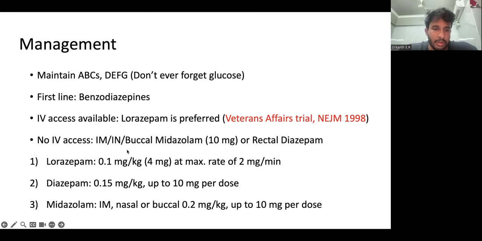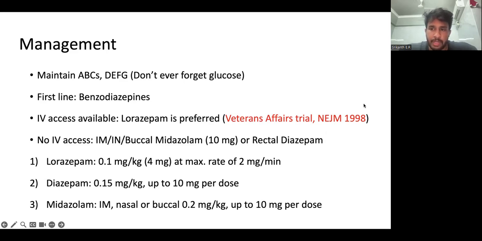The dose is lorazepam 0.1 mg per kg, 4 mg max, at the rate of 2 mg per minute. Diazepam, the dose is 0.15 mg per kg up to a maximum of 10 mg per dose. And midazolam is 0.2 mg per kg up to 10 mg per dose. This is important. The problem with midazolam is that it's very short acting. If you're giving a single dose, you will have to repeat it after some time if the patient is not responding to seizures. Lorazepam, usually there's no question of repeating it because the duration of action is long enough.